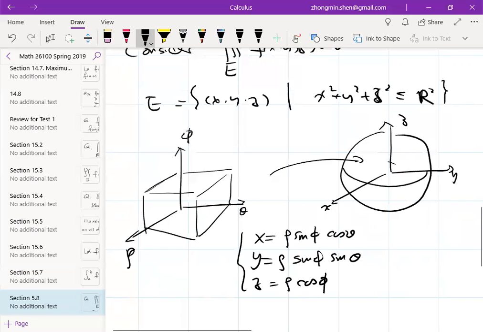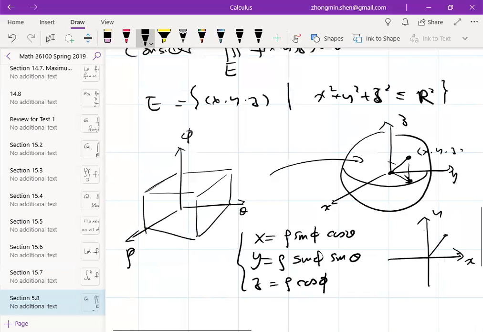Now, how do we understand this? This is what we do. You take an arbitrary point inside the ball, with coordinates x, y, z. I'm going to draw a line from the origin to that point, and project it to the xy plane. So you get another point. The length, the radius of that point in the xy plane, let's imagine.